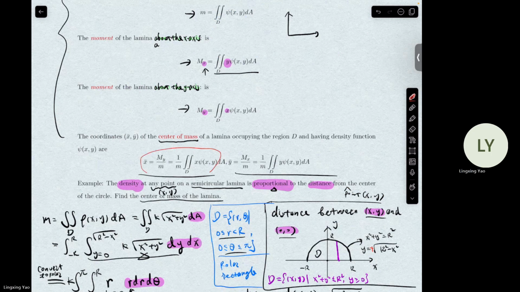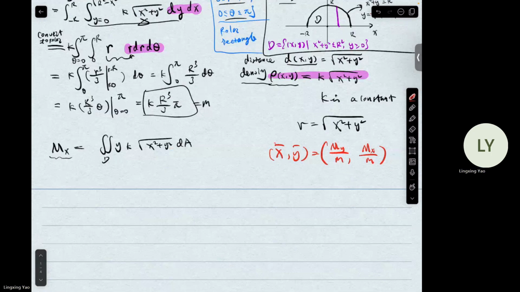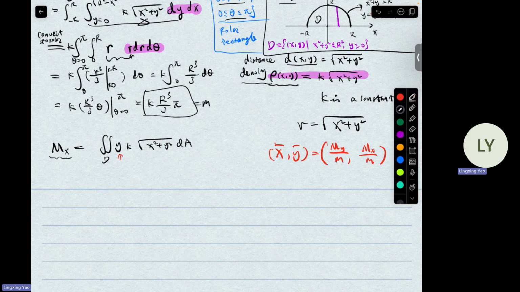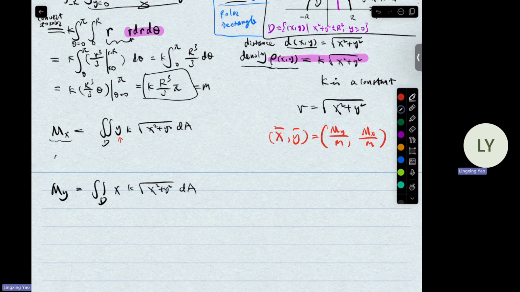Well, if you don't remember this, whatever you multiply in the integrand is used for that particular coordinate in the center of mass. You should remember that. Okay. And then capital My, this is, and those are the calculations we need to carry out.